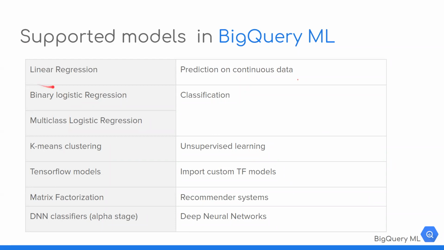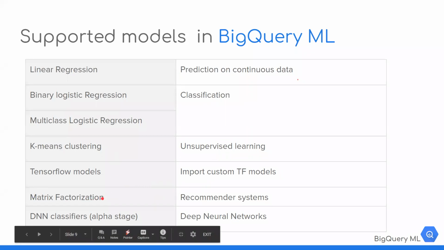So BigQuery currently has linear regression, which we use to do predictions on continuous data. And for discrete data, for doing classifications, we have binary logistic regression and multi-class logistic regression. For unsupervised learning, we have k-means clustering supported. And also, if you have your own custom TensorFlow models, you can import them to BigQuery and run predictions on top of it, and run training as well.